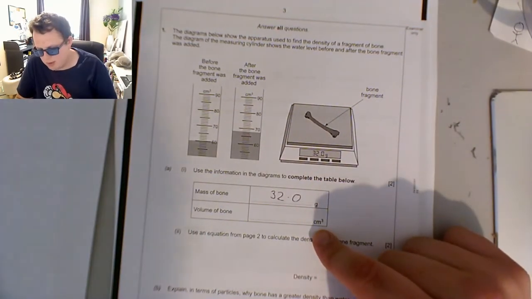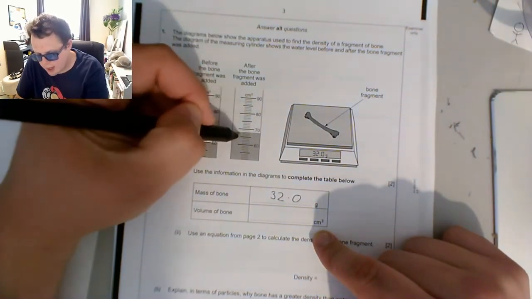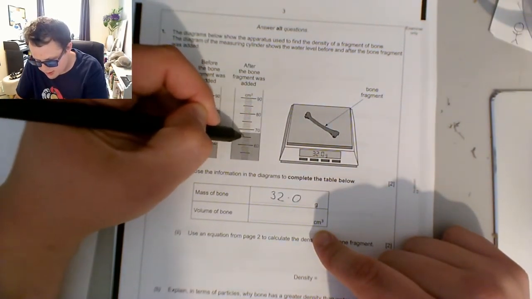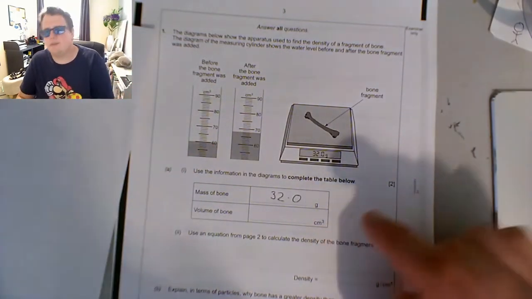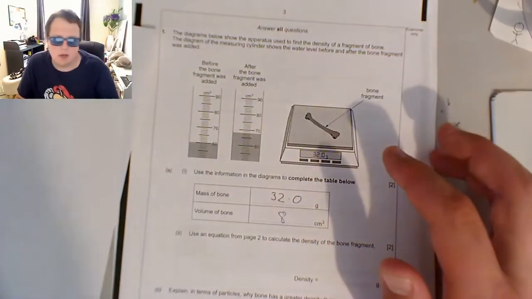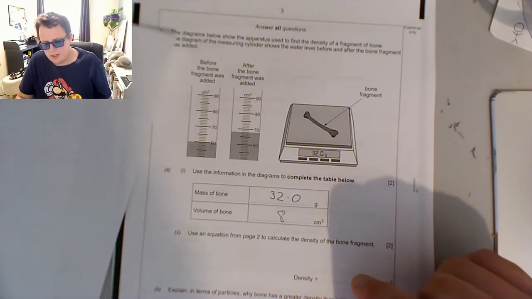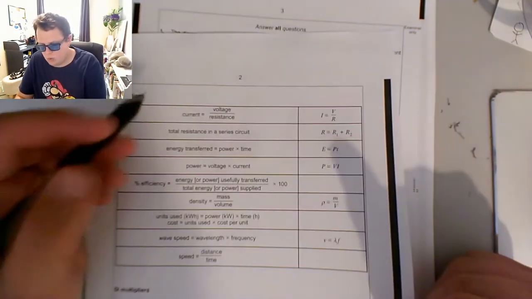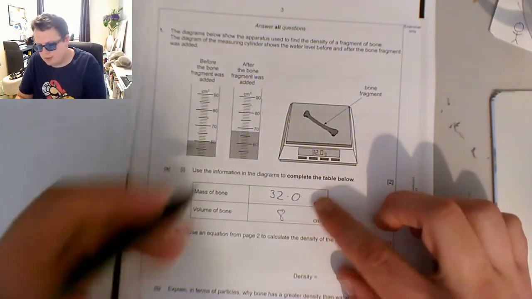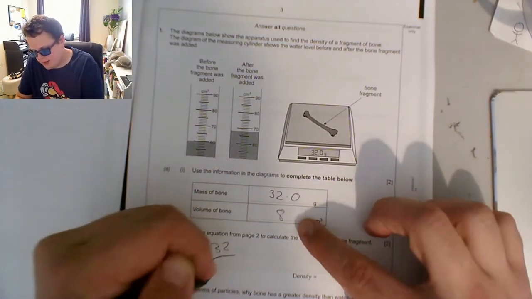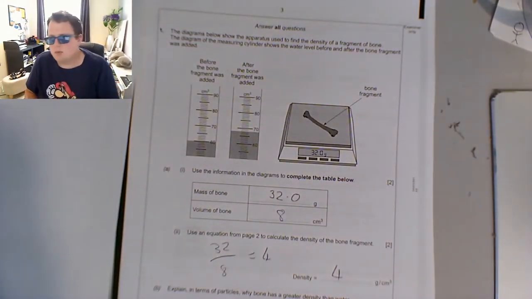The volume of the bone: before the bone it was at 60. After the bone it's gone up to 65, 66, 67, 68. So the bone has caused that increase. The difference between them must be the volume of the bone, 8 centimeters cubed. Now density, using an equation from page 2, we find that density is mass divided by volume. So we do our mass divided by our volume to give us 4 grams per centimeters cubed.